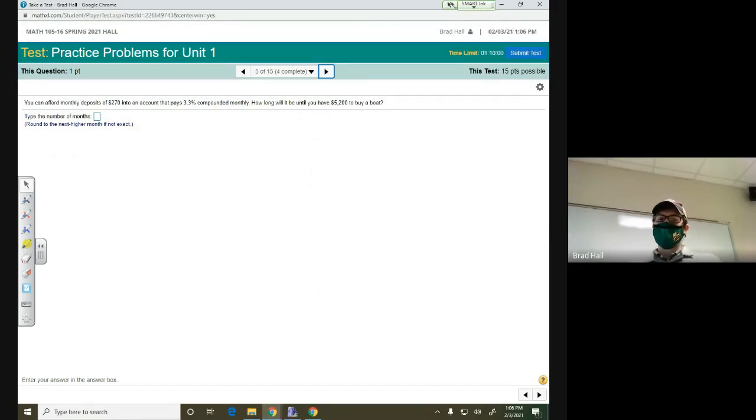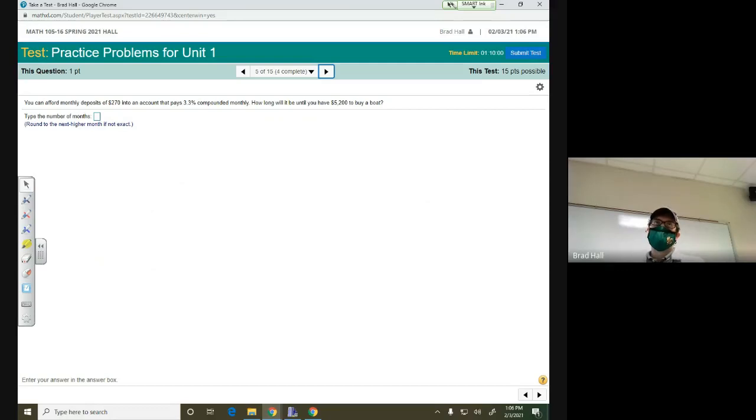You can afford monthly deposits of $270 to some account that pays 3.3% compounded monthly. How long until you have $5,200 to buy a boat? So first thing we do, we figure out which formula or method we use. It says monthly deposit and it's monthly.